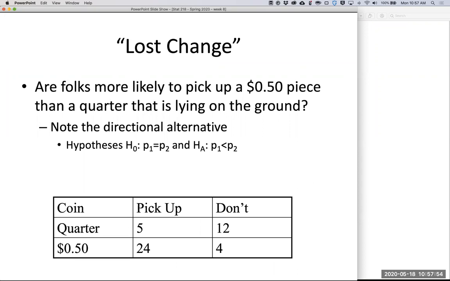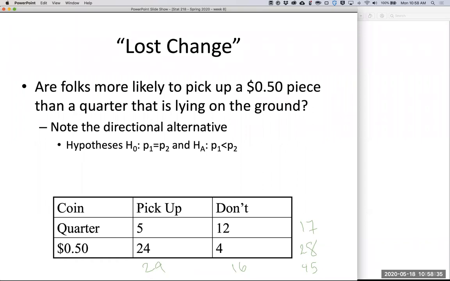On the day that there was a quarter glued to the ground, 5 of the 17 attempted to pick it up. And then on the day that it was a 50-cent piece, 24 of the 28 attempted to pick up the coin. Let's go through the procedure. I got 17 total observed with the quarter, 28 times it was a 50-cent piece, 29 tried to pick it up, 16 did not, and there's 45 in total cases.